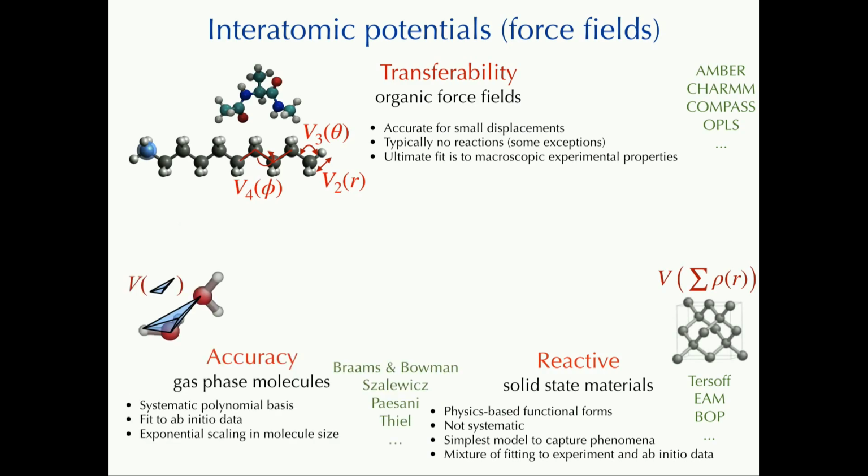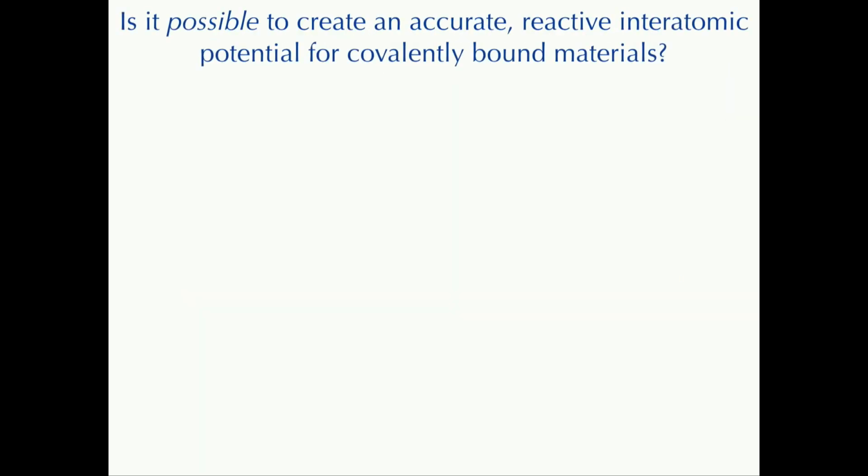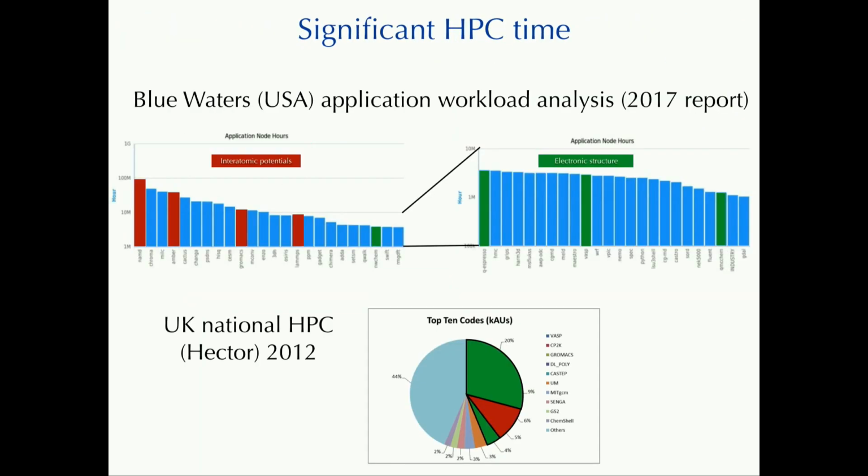There's a third area, which is gas phase molecules. So for very small molecules, there's been a very long tradition in quantum chemistry to systematically fit the Born-Oppenheimer potential energy surface. So these are polynomial basis sets.